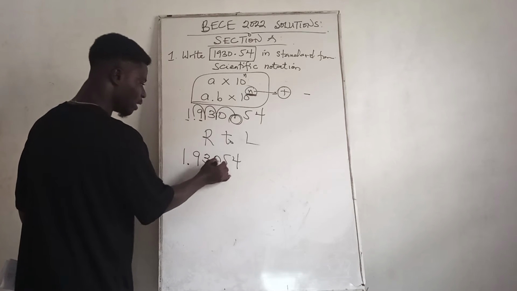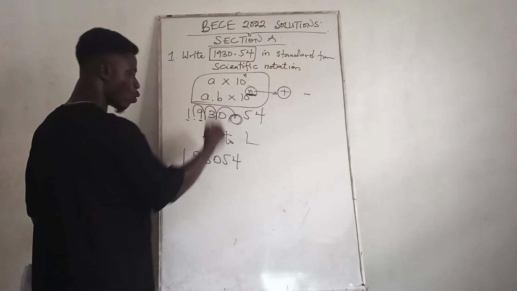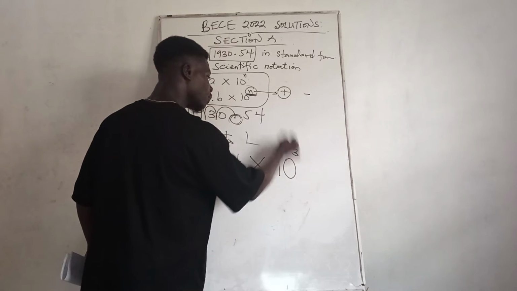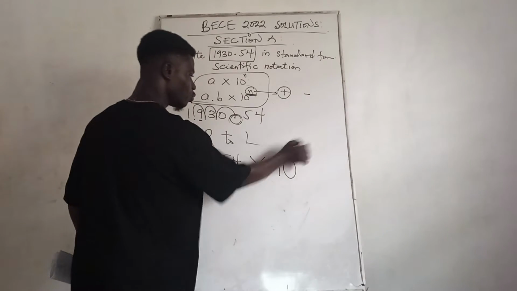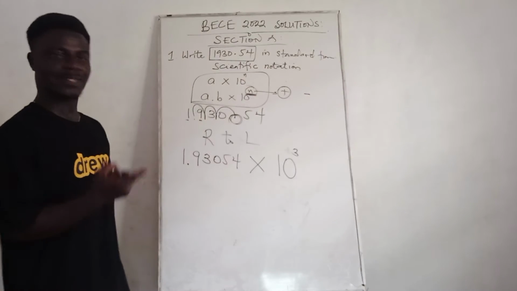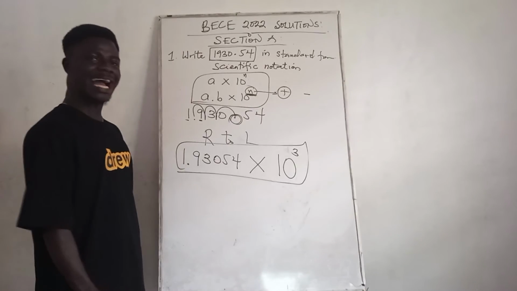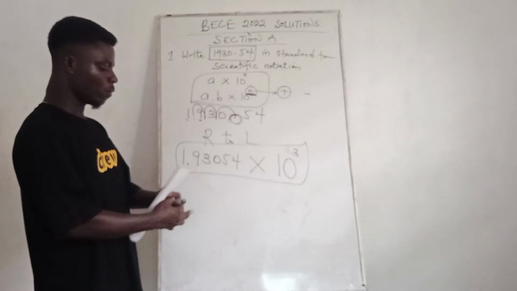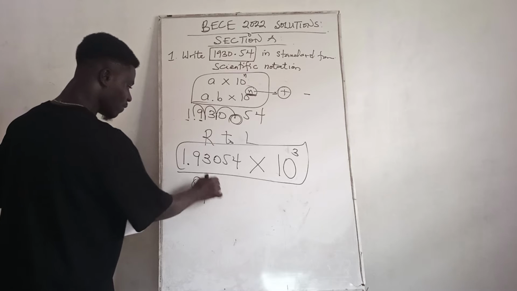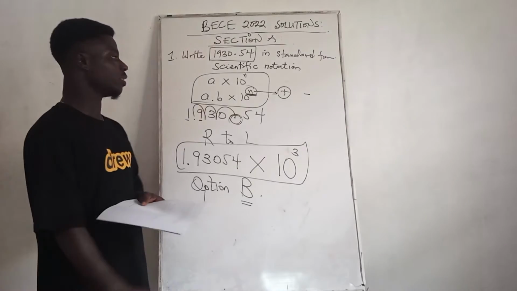So then I'll get 1.93054. Don't bring the point again because you've moved that. So we get 1.93054, then we have times 10 to the power positive 3. A number standing on its own is a positive number, so there is no need to bring the plus sign. So we have 1.93054 times 10 to the power 3. If you check the options, we have option B as the answer.